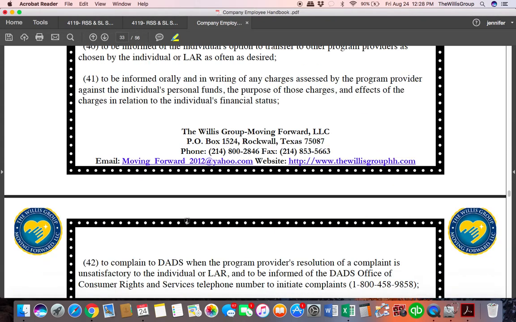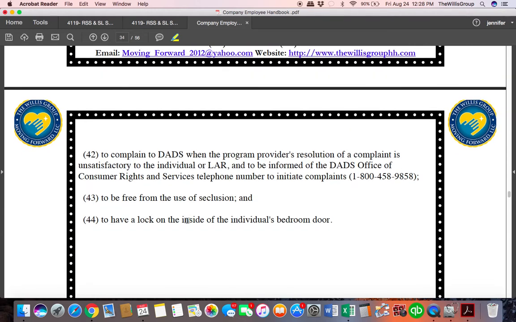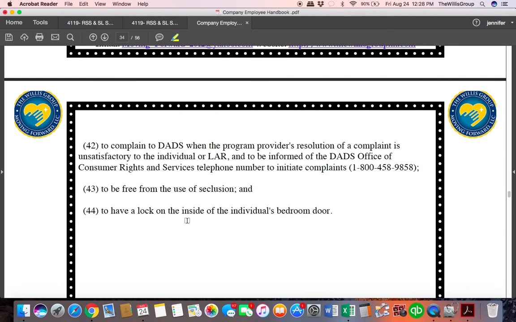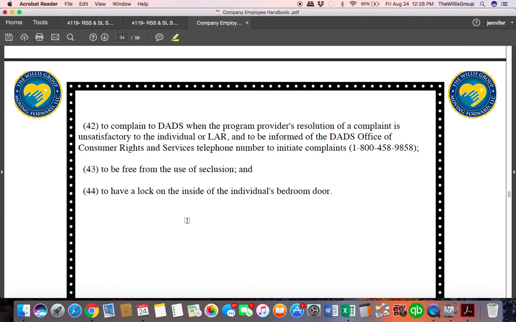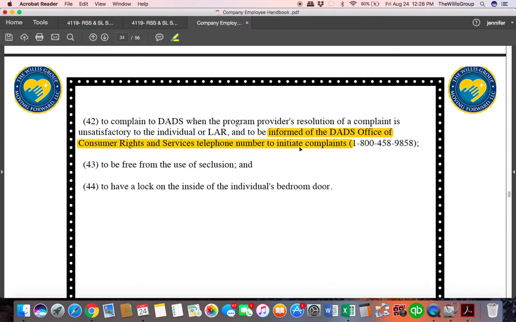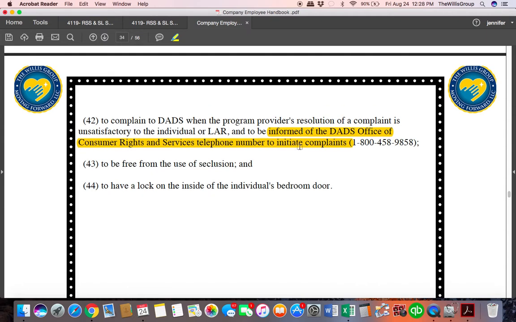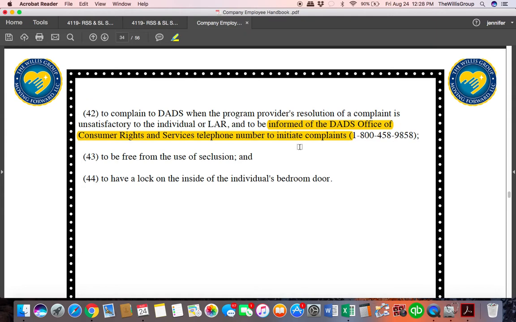So there's about 44 rights that the state points out that the individuals have. If the individual does feel like their rights are being violated, they are to be informed. We have to inform them that they can call DADS, which is now HHSC, but the Office of Consumer Rights and Services, to initiate a complaint. This is something that the state as well as our agency takes very seriously, because we do not want to be in violation of not providing or not adhering to a person's rights.